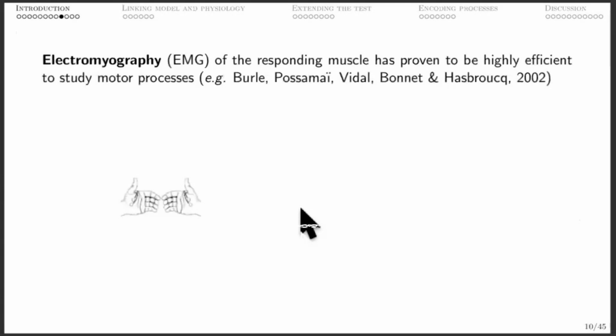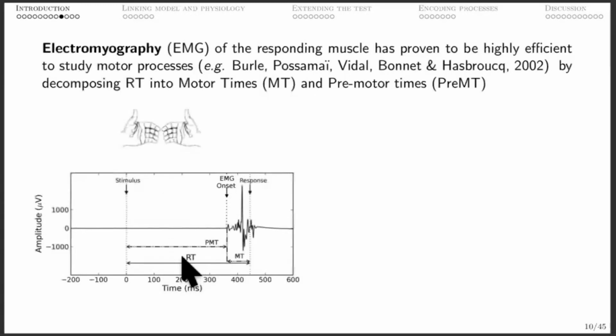We did so by recording the electromyographical activity of the responding muscles. You have it illustrated here on both thumbs of the participants. For example, we placed 2 electrodes on each thumb in order to see the electrical activity of the underlying muscles. This allows us to decompose the reaction time, which is the time between the stimulus and the recording of the response, into 2 separate stages. One stage is the time from the stimulus to the onset of the electrical activity in the muscles, showing that the participant is engaging in the response. So that's a premotor time. And the other is the time from the onset of the muscular activity to the response recorded by the computer, which we call the motor time.